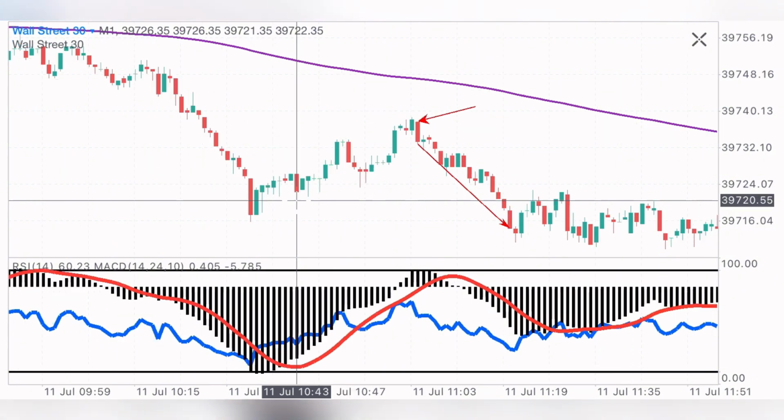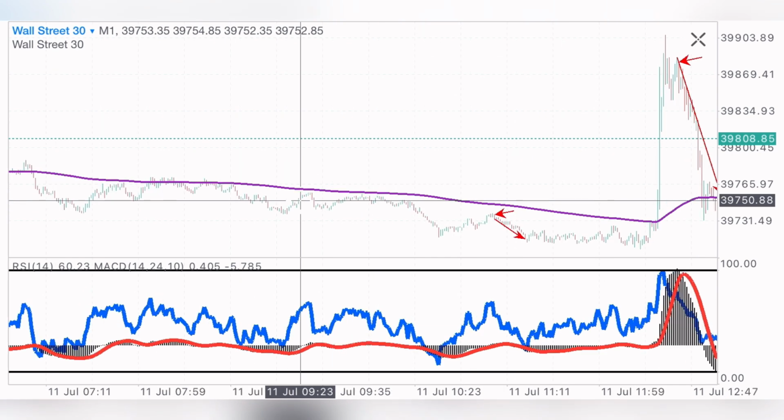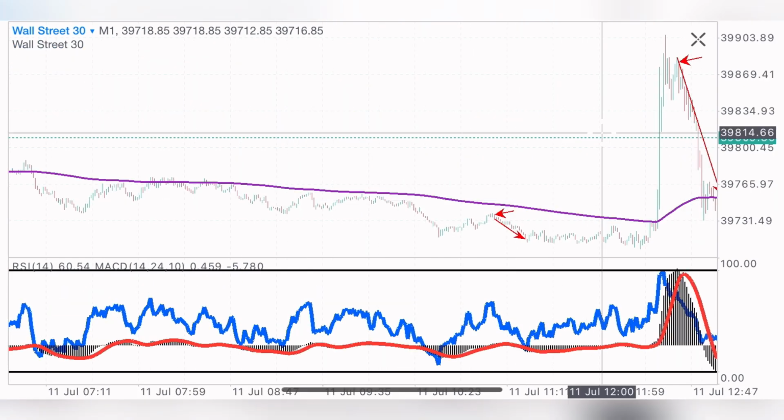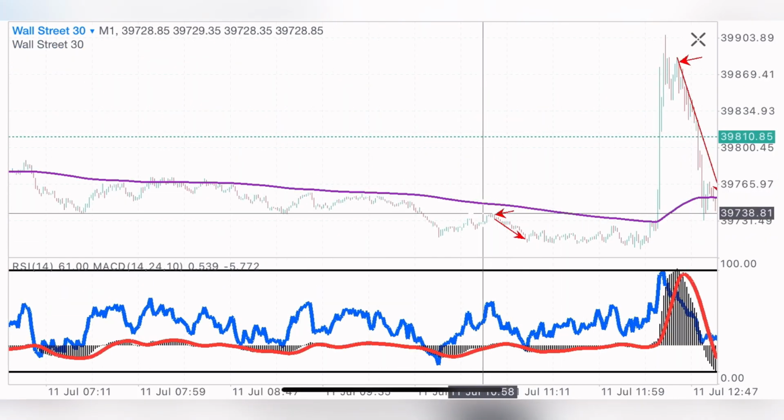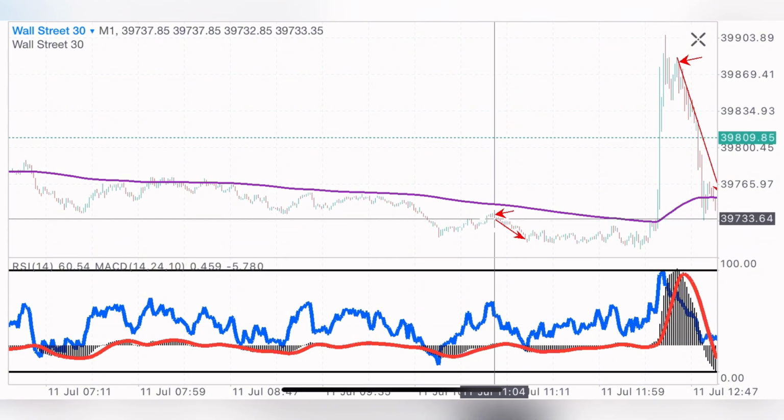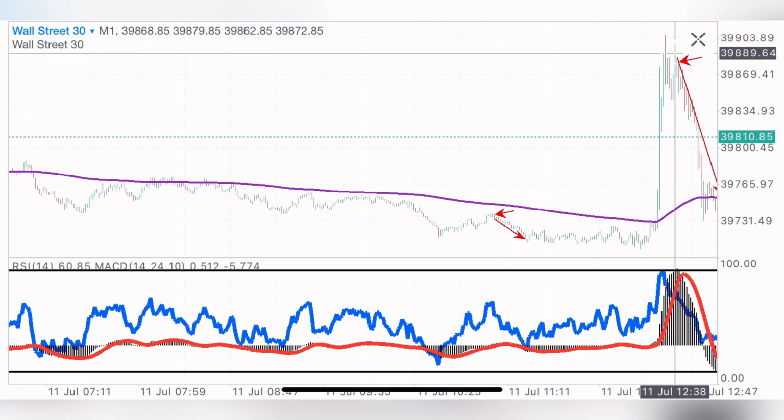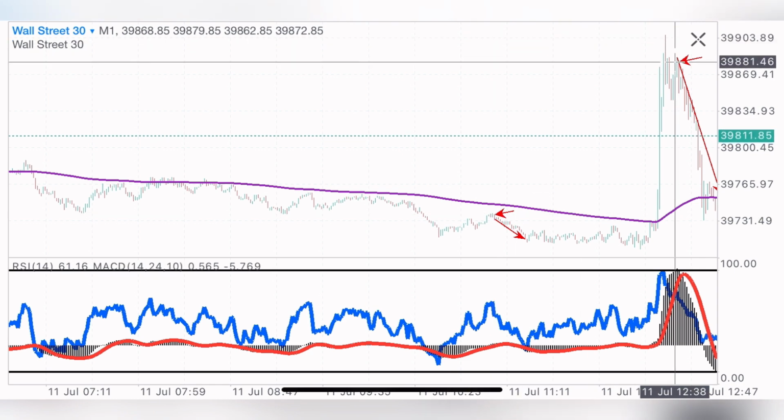Now if you zoom out, like you just zoom out right here, now you can see that this is the place on the market where the MACD got to the level of 10, and the level of 90 here. But we can see that this is the overbought. All right, this is the overbought.